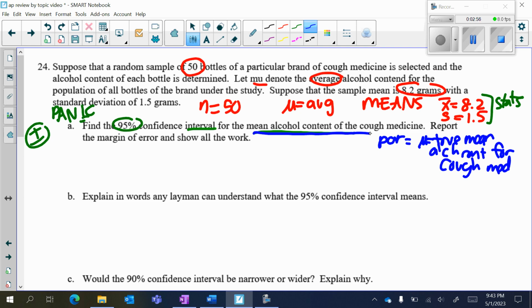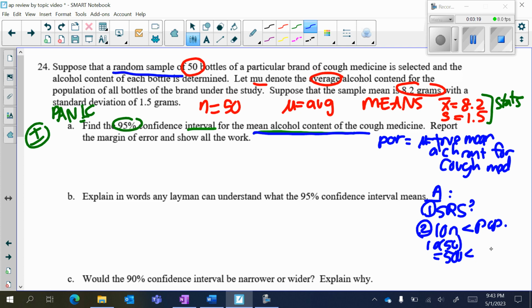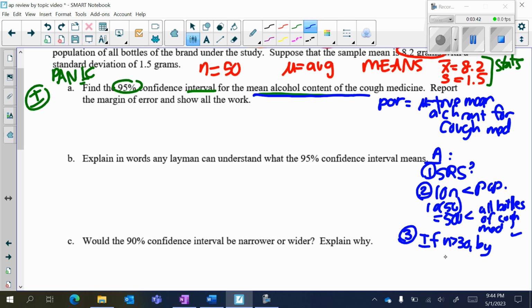Okay, so we would do the assumptions. For means, is it an SRS, meaning is it a simple random sample? It says it is a random sample of 50 bottles, so we're going to assume it's a simple random sample. Is 10 times n less than the population of interest? So it's 10 times 50, which is 500, less than the population of all bottles of cough medicine of this particular brand. That is the population of interest. Hopefully it is. And lastly, central limit theorem. If n is greater than 30, which it is, then by the central limit theorem, the sampling distribution will be approximately normal. I'm just abbreviating here. As you can see, our assumptions are met.